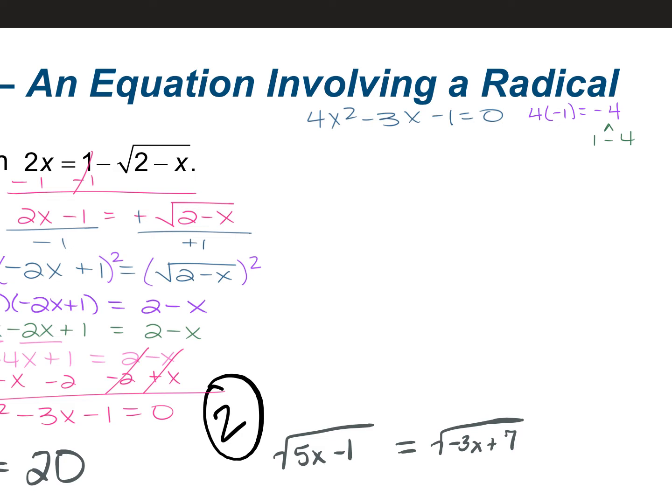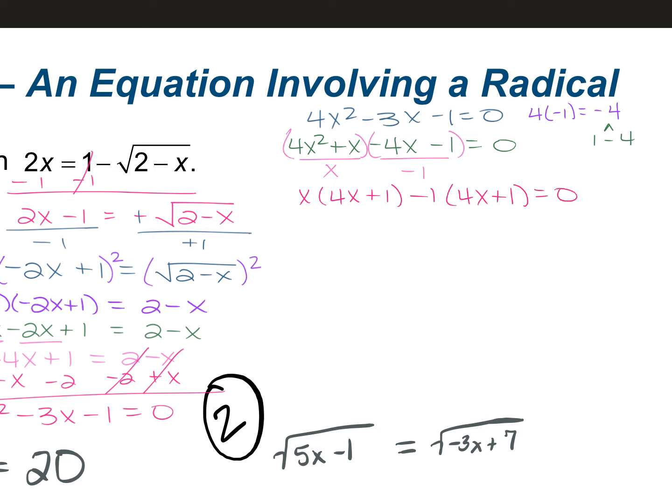So from here, your factors are that 1 and that negative 4, so we can just rewrite this as 4x squared plus x minus 4x minus 1 is equal to 0, and then factor by grouping. So from the first, we factor out an x. From the second, we factor out a negative 1. That's going to give us x times 4x plus 1 minus 1 times 4x plus 1 is equal to 0. From here, two parentheses are the same. So 4x plus 1 times x minus 1 is equal to 0. So we're going to have 4x plus 1 is equal to 0, and x minus 1 is equal to 0.